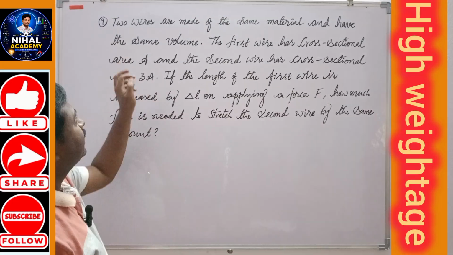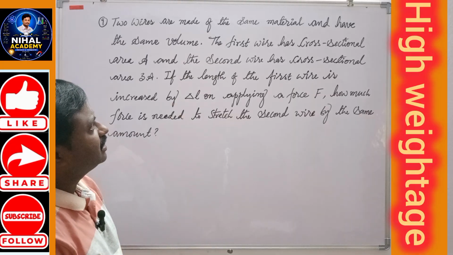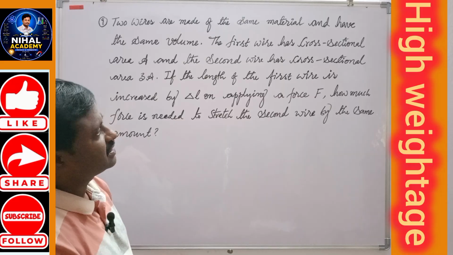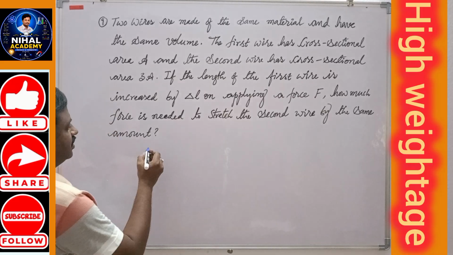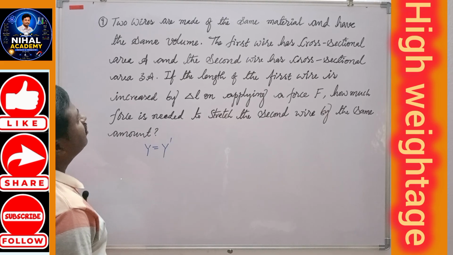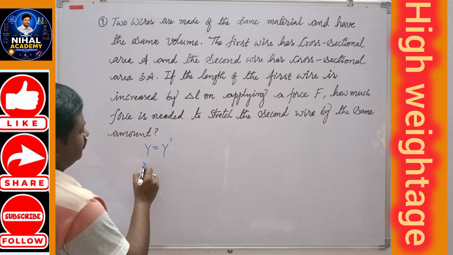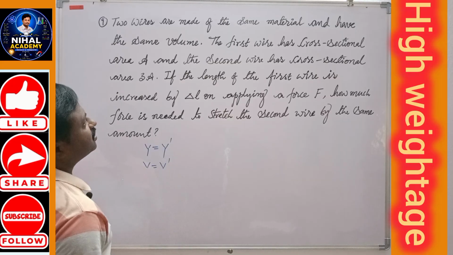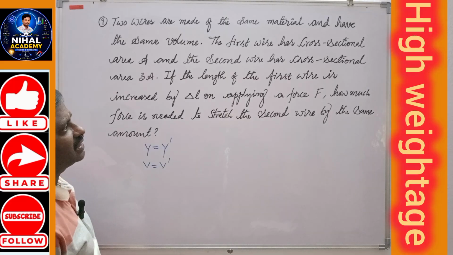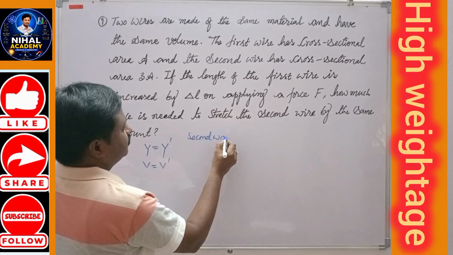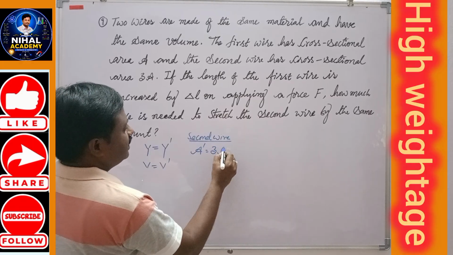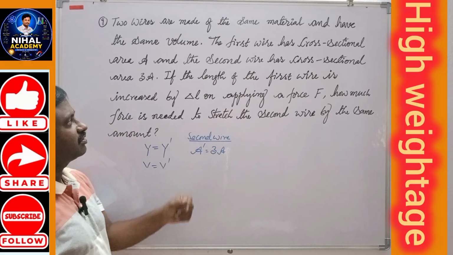The next question, that is 9. Two wires are made of the same material. Same material means the Young's coefficient is same, so Y is equal to Y dash, and they have the same volume, so V is equal to V dash. The first wire has cross sectional area A and the second wire has cross sectional area 3A. So for the second wire, the area of cross section A dash is equal to 3A, and A is the first wire cross sectional area.